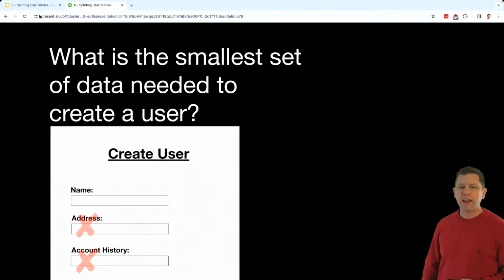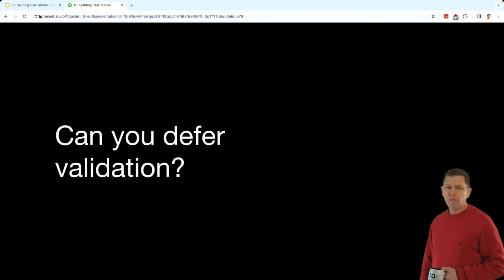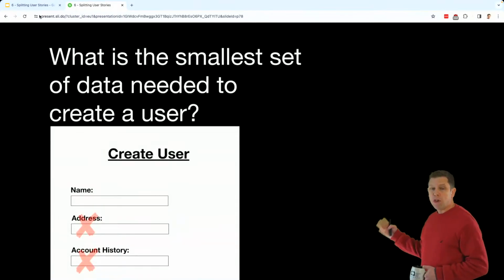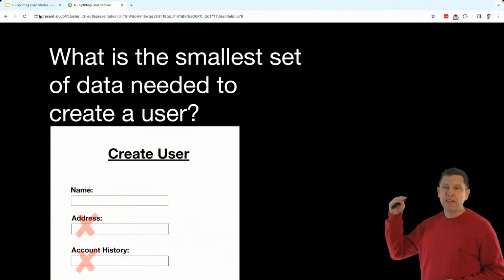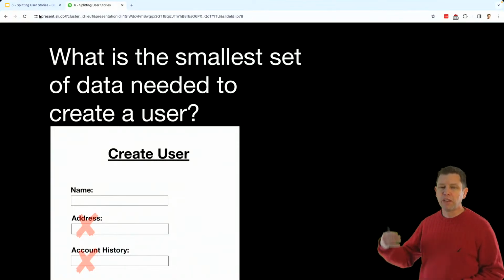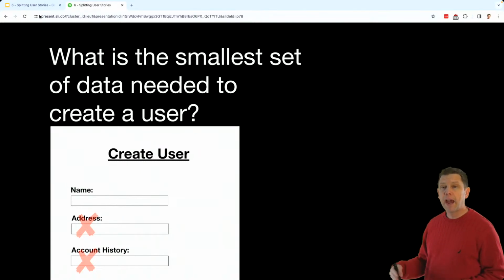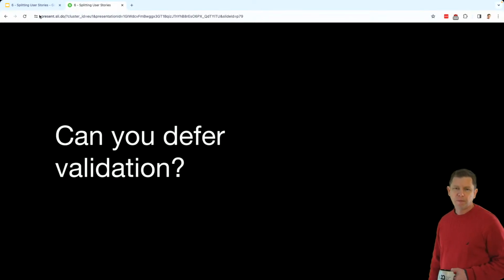The smallest set of data needed to create a user in the current system might just be the name, or it might just be the email address. So that would be one way. We could create a story that says create a user based on their name and email address, and that's it. That's something we can deliver, get into the customer's hands. They can start creating users and experiencing it, and then give us feedback as we build the rest of it.